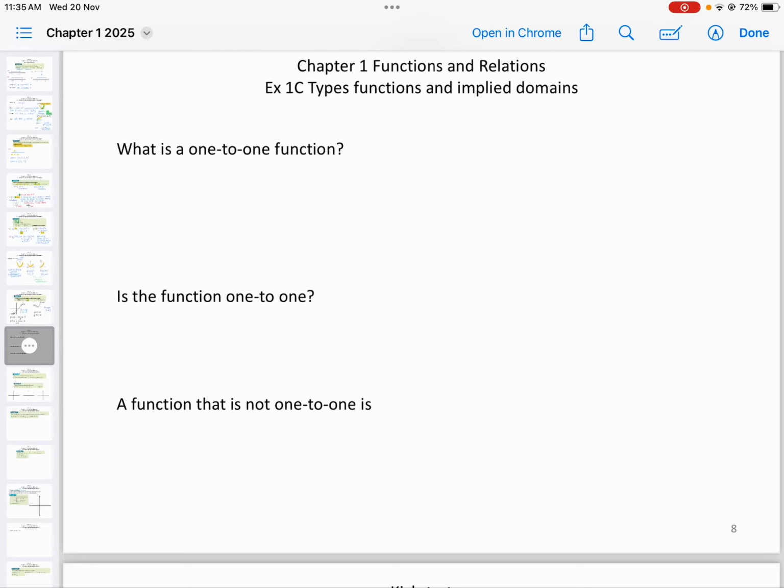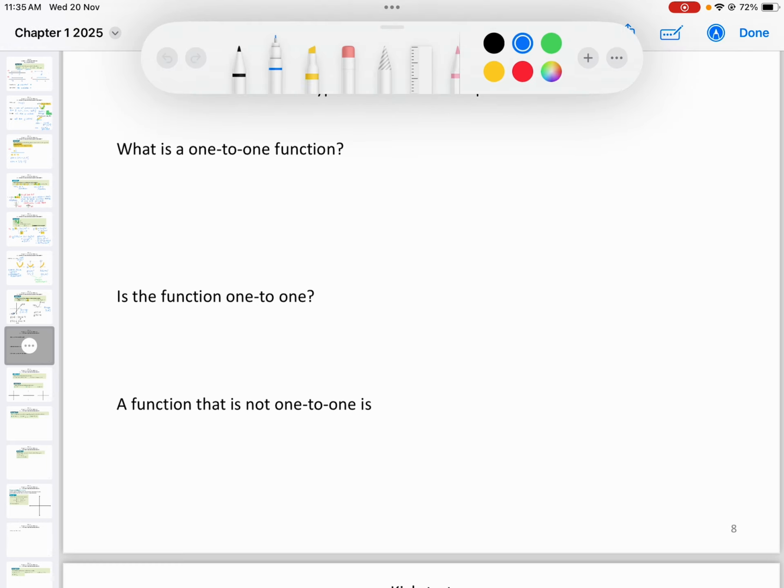So let's get on to 1C, types of functions and implied domain. So we've talked about what a function is. And we said to see if something is a function, we do the vertical line test. To see if it is a one-to-one function, it also has to pass the horizontal line test.